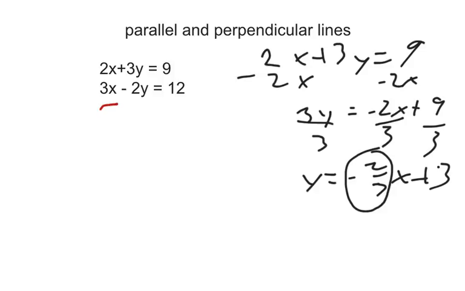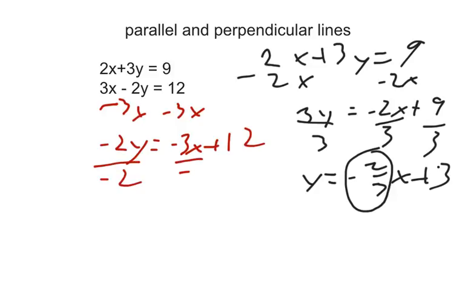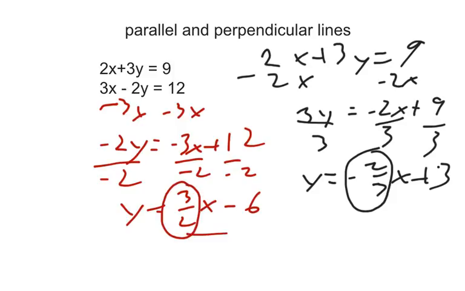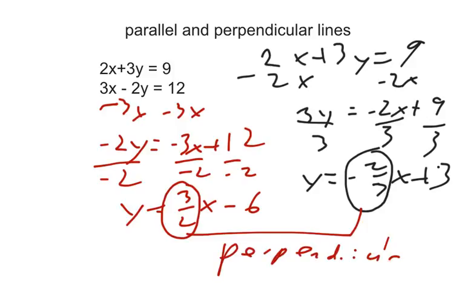So for the second equation, I'm going to subtract 3x on both sides. I'll just work right underneath it here. Negative 3x plus 12, divided by negative 2. And we got y equals 3/2 x minus 6. And since these two are opposite reciprocals, these two lines would have been perpendicular.